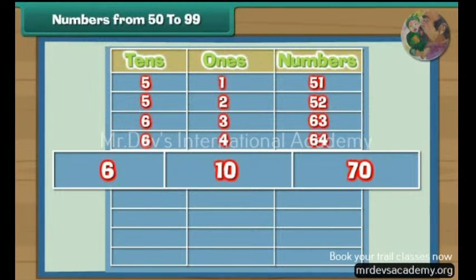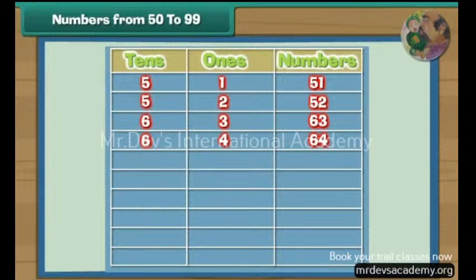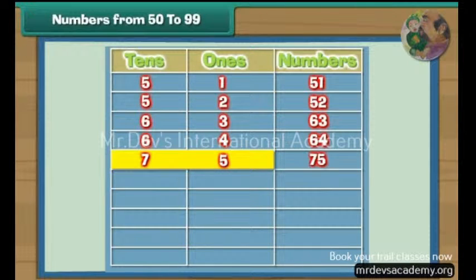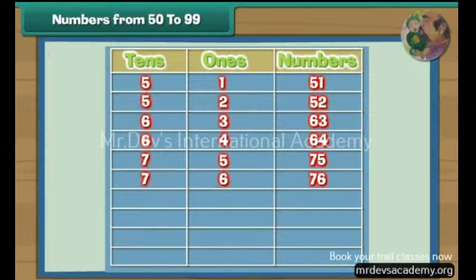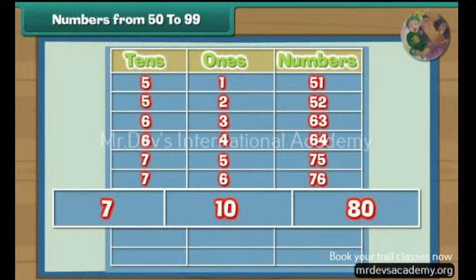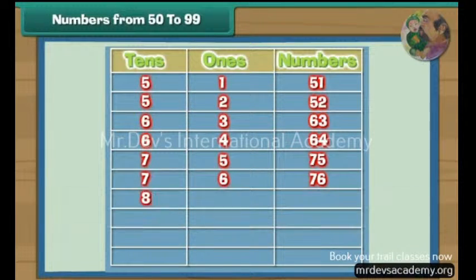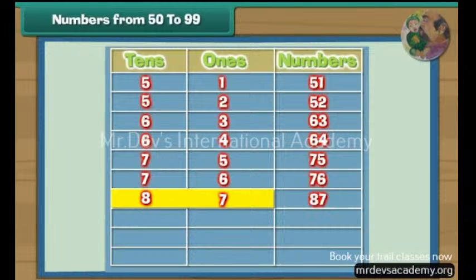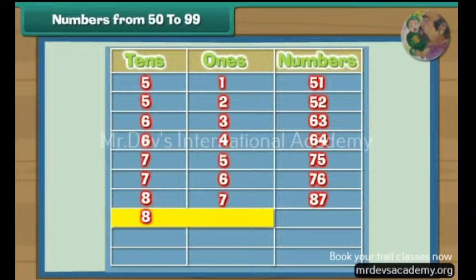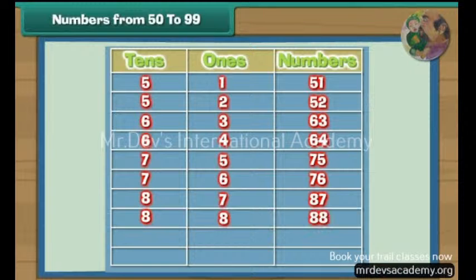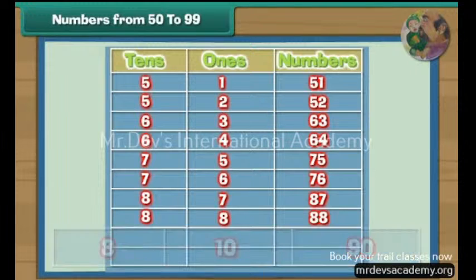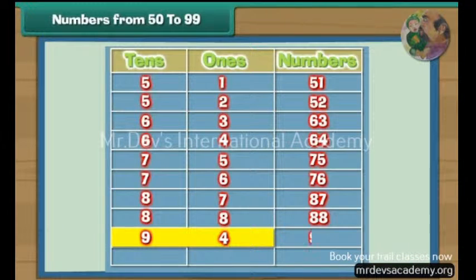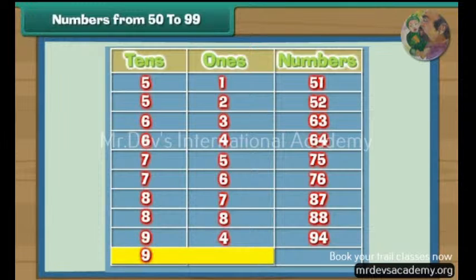6 tens and 10 is 70. 7 tens and 5 is 75. 7 tens and 6 is 76. 7 tens and 10 is 80. 8 tens and 7 is 87. 8 tens and 8 is 88. 8 tens and 10 is 90. 9 tens and 4 is 94. 9 tens and 9 is 99.